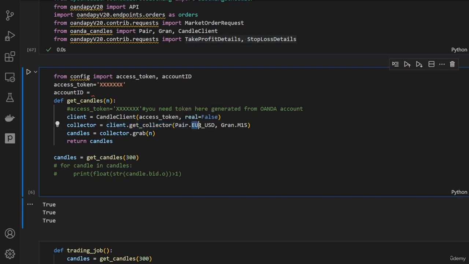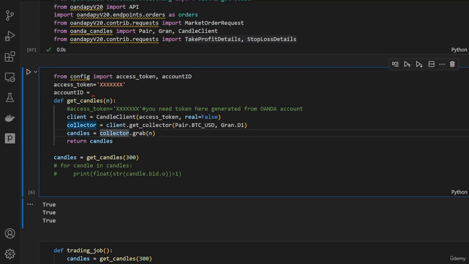The pair, I'm not using the Euro US dollar now. I'm using Bitcoin. And here is the time frame that you want to download. So what kind of candles you want to download. This is like the 15 minutes time frame. It can be the daily time frame. I guess it's day 1, so 1 day. And then we can store the candles or save them in a variable called candles.